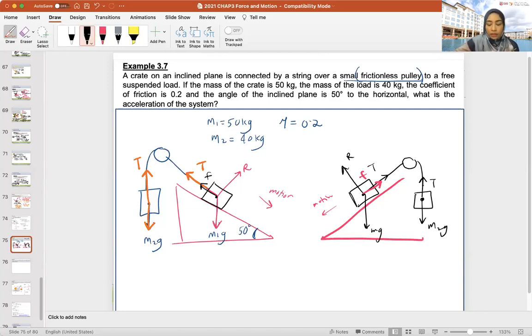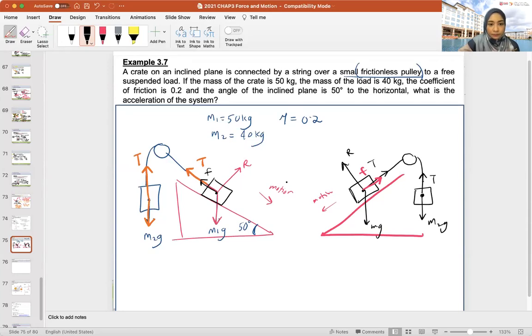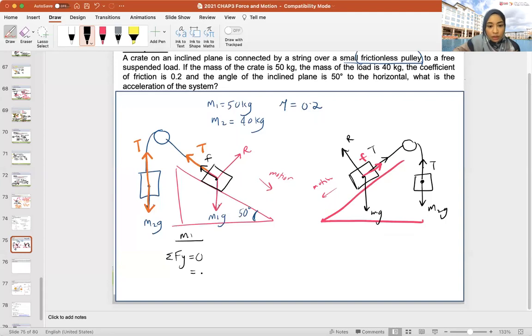Okay, so now let's write our equation. We know that our net in the Fy is equal to 0 in this case. So that's awesome. Let's solve for M1 first. M1 mass. What time is it? Okay, we have time lagi. So 0 is equal to R minus, lupa nak resolve.